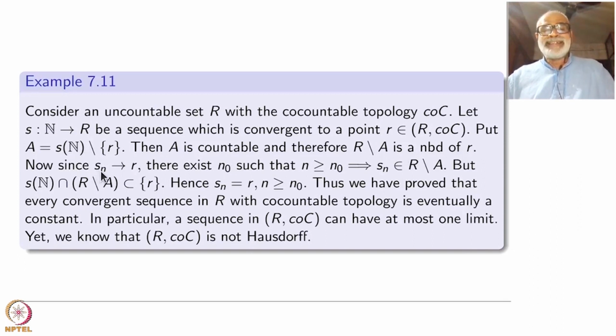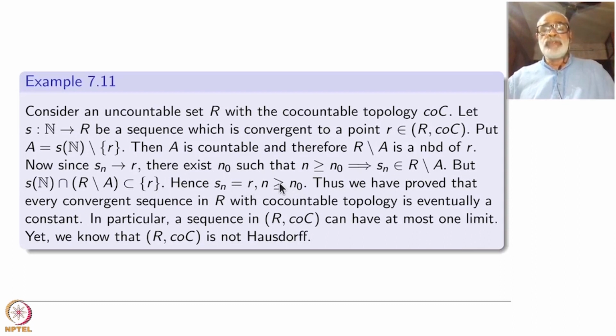Now, Sn converges to r, we start with a sequence converging to r. There exists n naught such that n greater than or equal to n naught implies Sn belongs to R minus A, which is a neighborhood of little r. But the image of Sn intersected with R minus A is just the singleton r, because everything else has been thrown away here. Only r will survive. That means Sn is equal to r for n greater than or equal to n naught.